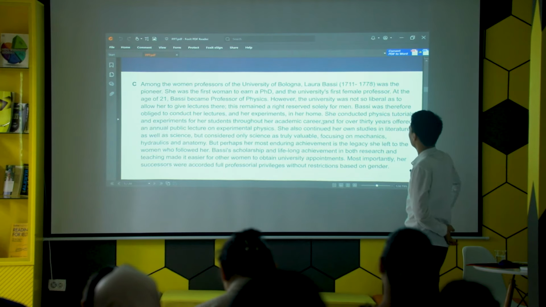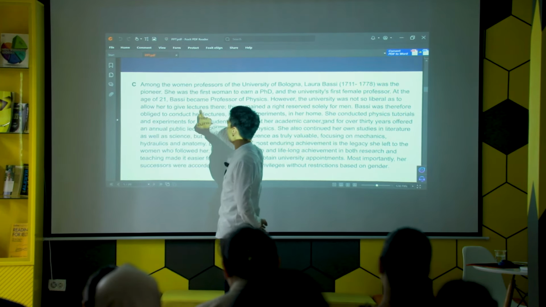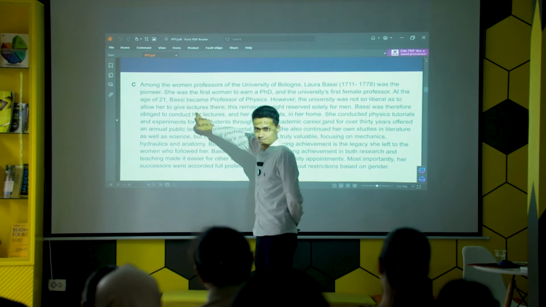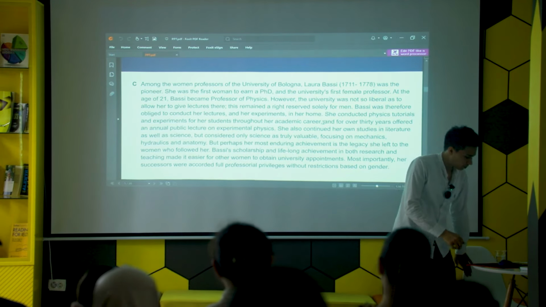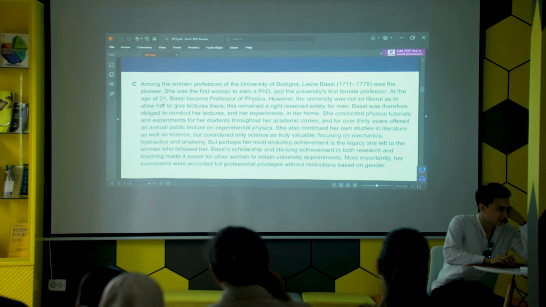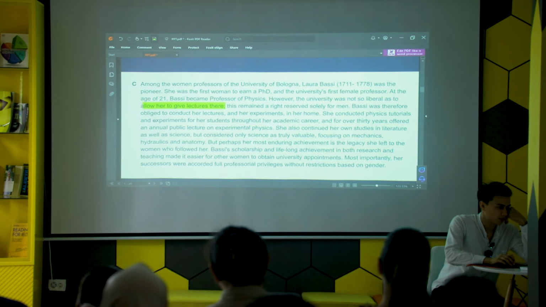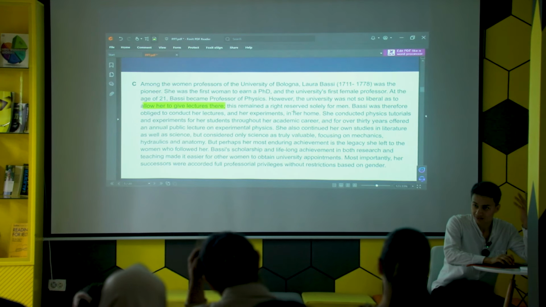However, the university was not so liberal as to allow her to give lectures there. Okay? There. Demak, u yerda leksiya berishga ruxsat berishmadi. Right? Let me highlight this for you. So they did not allow her to give lectures there. This remained right, reserved solely for men. Bassi was therefore obliged to conduct her lectures and experiments in her home. Shuncha uyda qilibdi-da, hamma narsani.